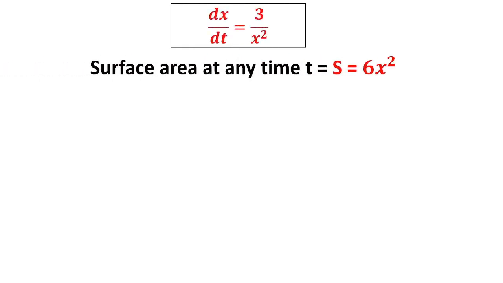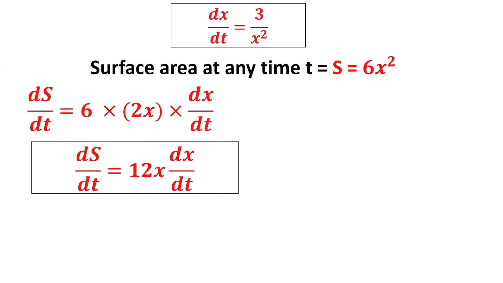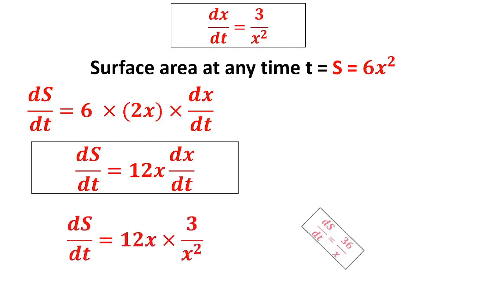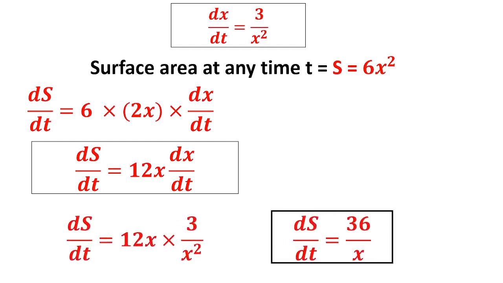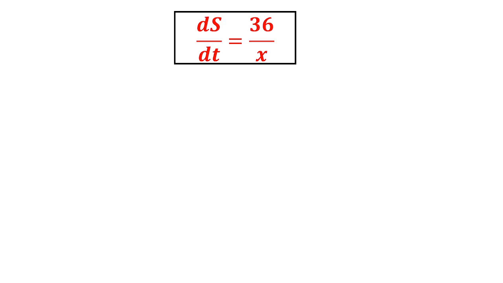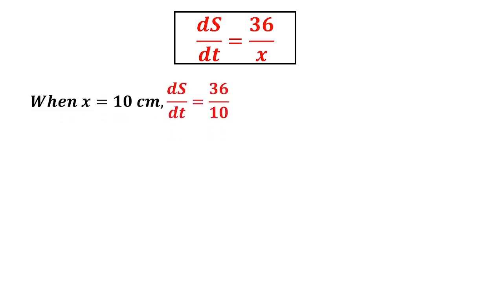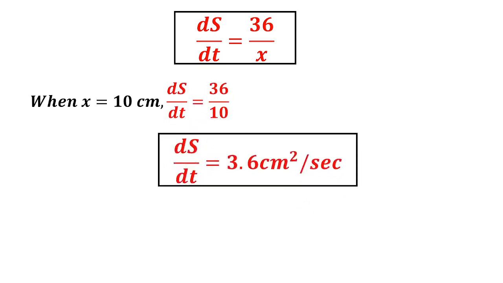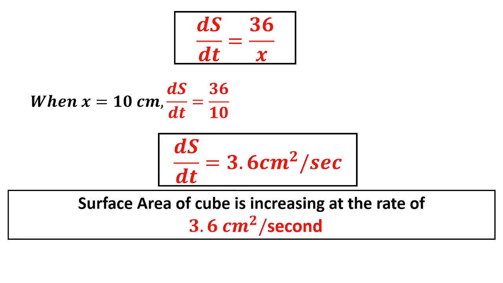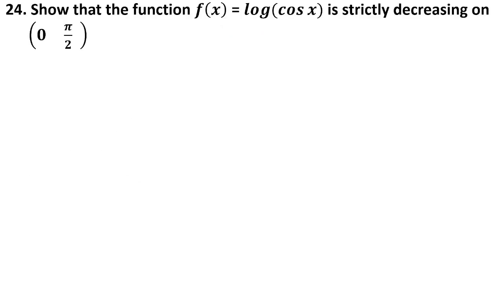Now, what is the formula for surface area? 6x square. Dx by dt I am substituting over here, and I am getting ds by dt as 36 upon x. But what do they want? They want the rate of change of surface area when x is equal to 10. So 36 by 10, the answer is 3.6. And you are getting plus, therefore surface area is increasing.